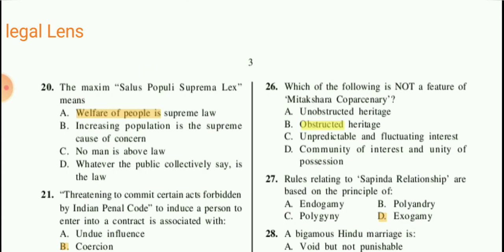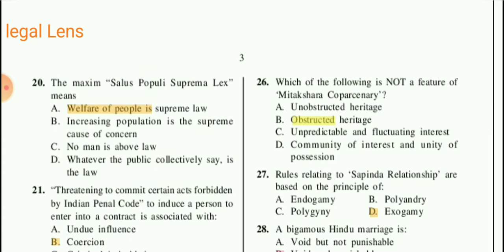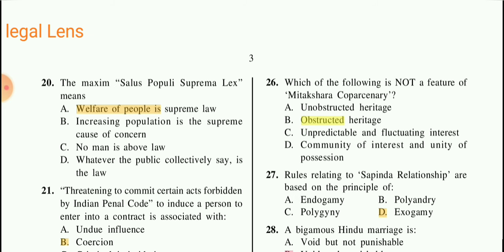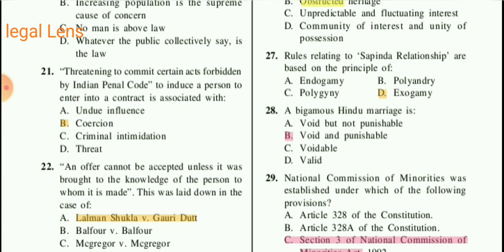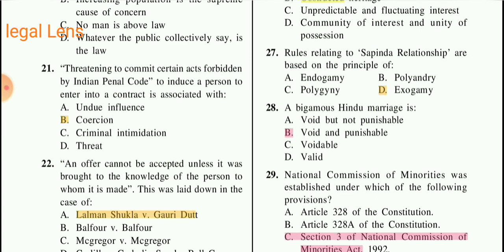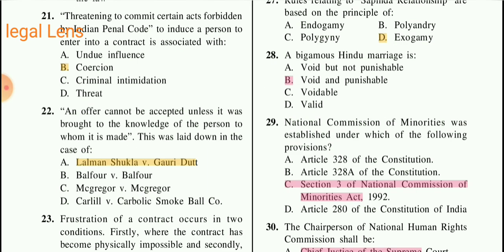Then next one, which of the following is not a feature of Mitakshara Coparcenary? So it's an unobstructed heritage. This is not a feature of Mitakshara Coparcenary. Then question number 27, the rule relating to sapinda relationships is based on the principle of exogamy. Next one is a bigamous Hindu marriage is void and punishable.